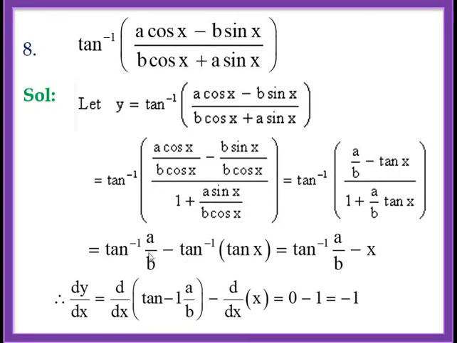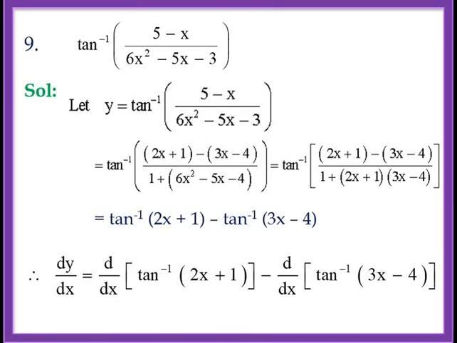So this becomes tan inverse a upon b minus tan inverse tan x. See, many students, they just say tan inverse x. No, I call this as p, this as q. So (p minus q) upon (1 plus pq), it becomes tan inverse p minus tan inverse q. Q is tan x, and that is why it is not tan inverse x, it is tan inverse tan x. Tan inverse of tan of x is simply x. Now differentiate. Derivative of this 0 being a constant, and what is derivative of x? 1. So the final answer is minus 1.